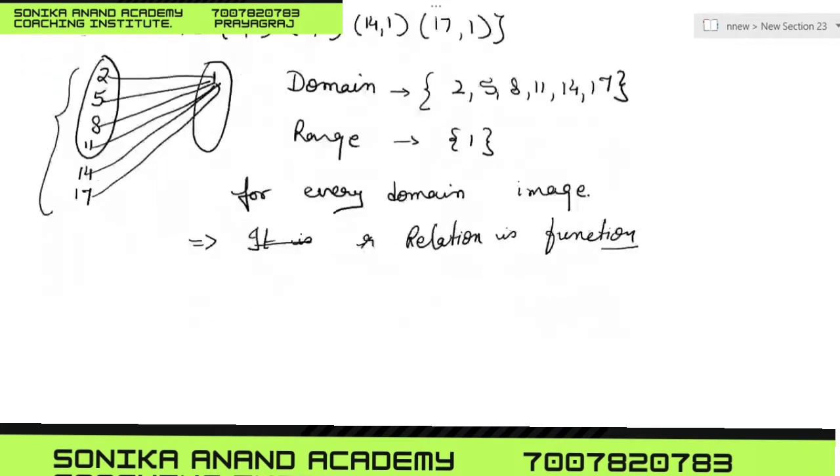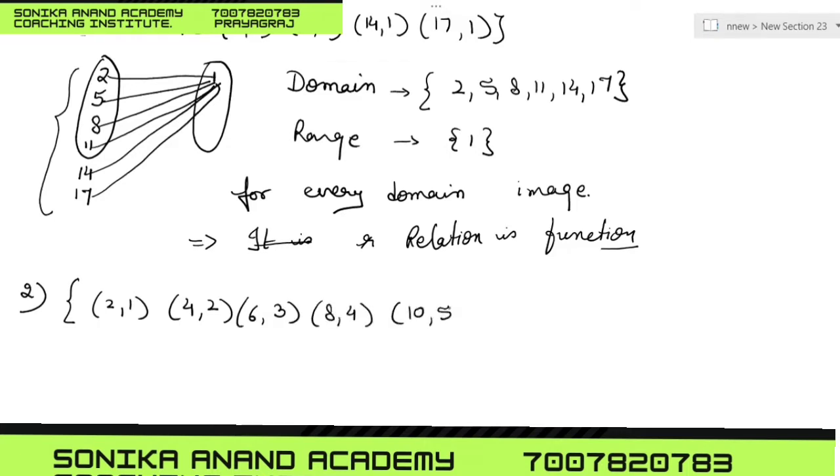Finish. Now the second one. 2, 4; 2, 6; 6, 3... 3, 8; 4, 10; 5, 12; 6, 14; 7. Now can you tell me whether it is a function or not? It is a function because the first element, that means all the domain values, they are not repeated. So it is also a function.